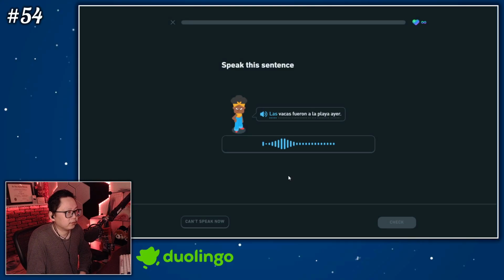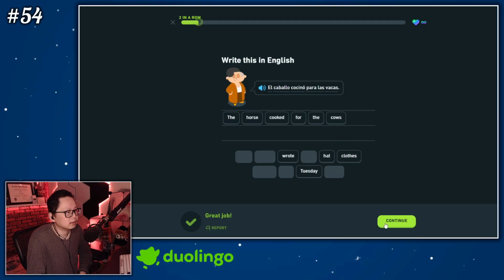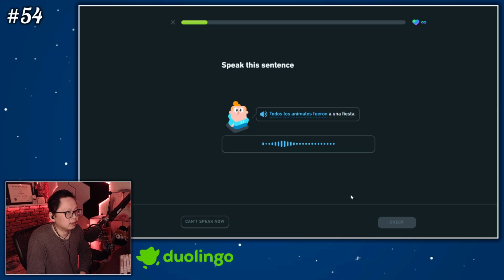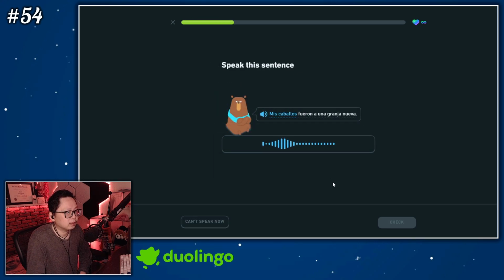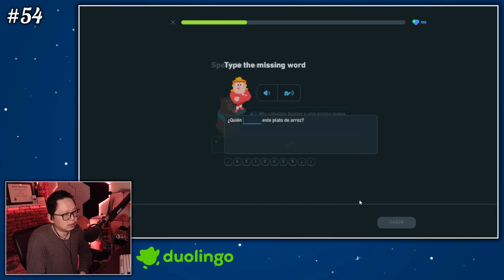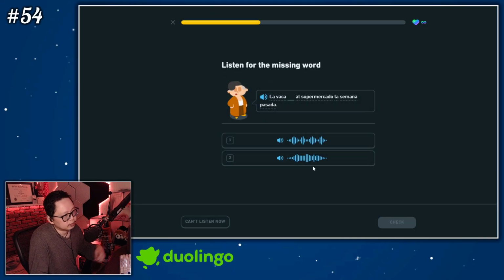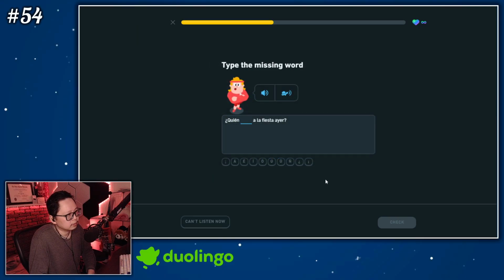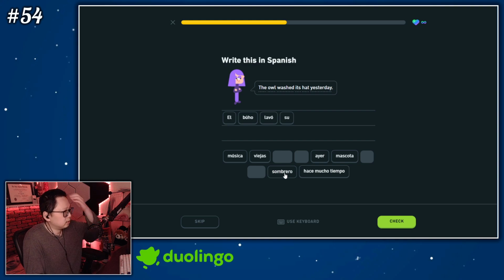Las vacas fueron a la playa ayer. El caballo cocinó para las vacas. Todos los animales fueron a una fiesta. El búho. Mis caballos fueron a una granja nueva. ¿Quién cocinó este plato de arroz? La vaca fue al supermercado. ¿Quién fue a la fiesta ayer? El búho lavó su sombrero ayer.